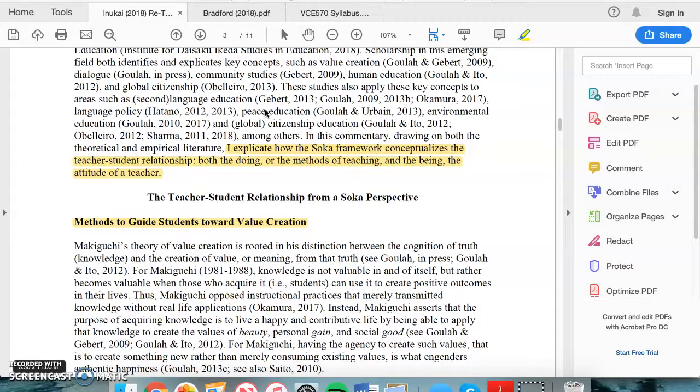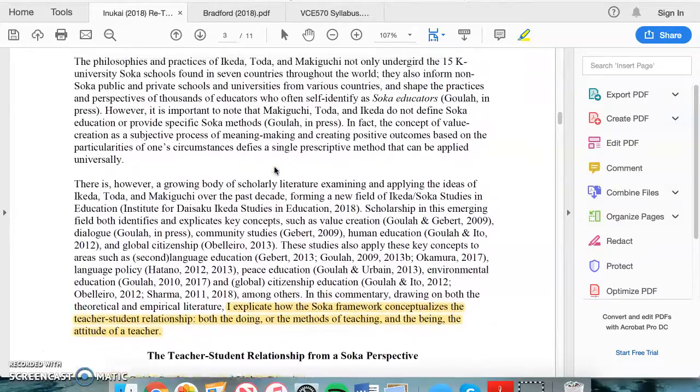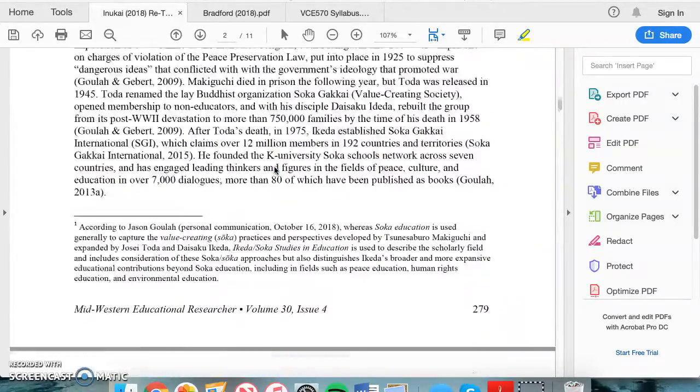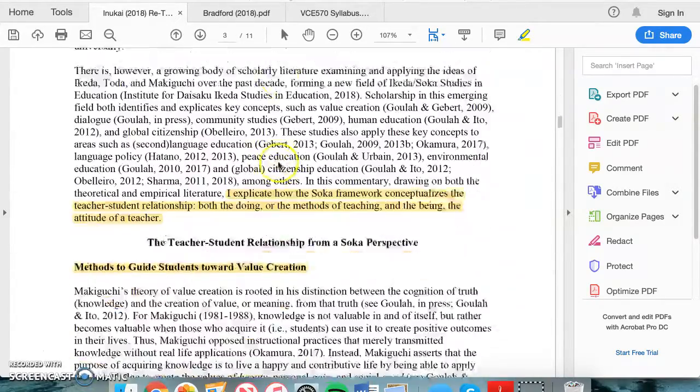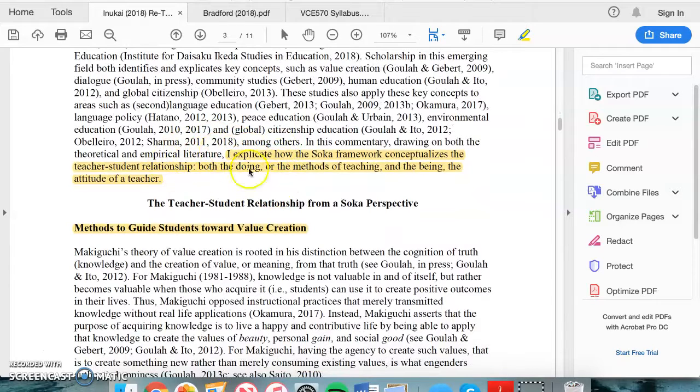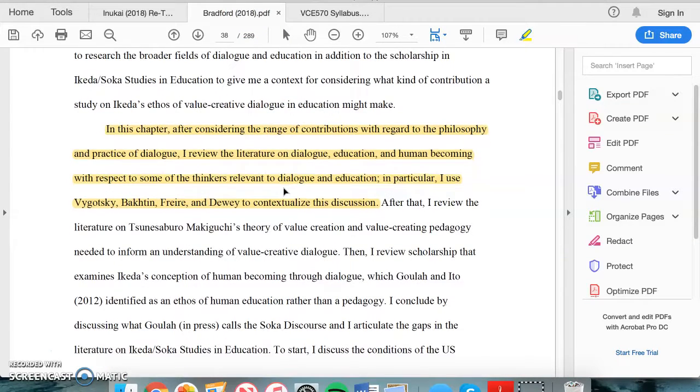In the week 2 video, in the explanation of the structure of the literature review, in the section about the introduction, Nozomi mentioned the path and the framework being presented at the end of the introduction. That's something you see in both articles. This is Nozomi's article, the end of the second introduction, and she lays out how she's going to talk about the teacher-student relationship in Soka education. And Melissa Bradford does a similar thing.